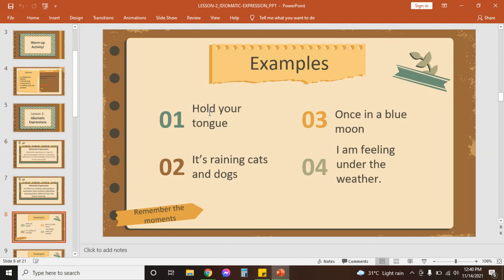Hold your tongue. You can use your native language. You can speak in Bisaya. No, the meaning only. What is the meaning of hold your tongue? You do not have to give me a full sentence. You can just give me the meaning of hold your tongue.